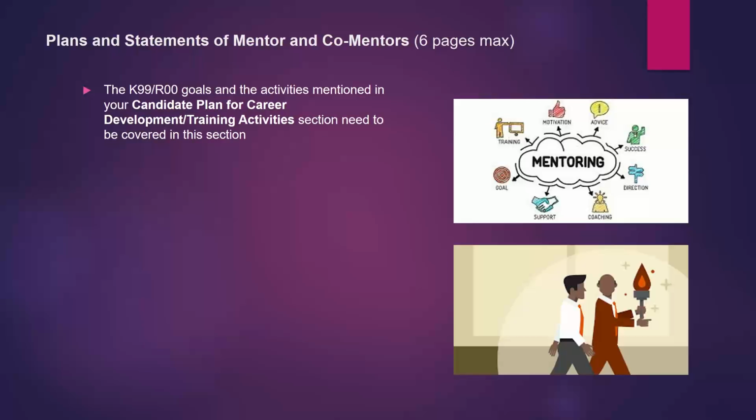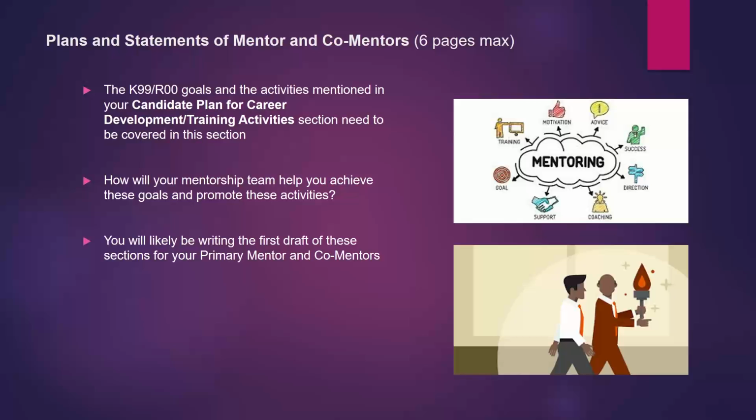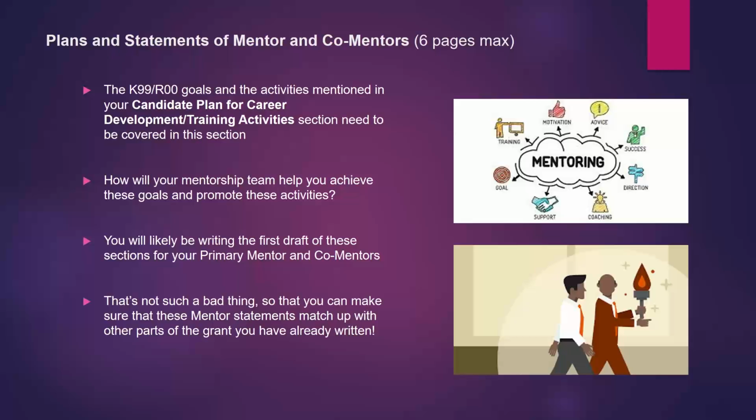So the K-99 R00 goals and the activities mentioned in your candidate plan for career development and training activity section need to be covered in these sections of your mentor and co-mentors. They need to match up. How will your mentorship team help you achieve these goals and promote all the activities outlined in your training plan? You will likely be writing the first draft of these sections again for your primary mentor and co-mentors because you want to make sure everything in your training plan matches what you have in these statements. That's not such a bad thing, so you can make sure that these mentor statements match up with what you've already written.